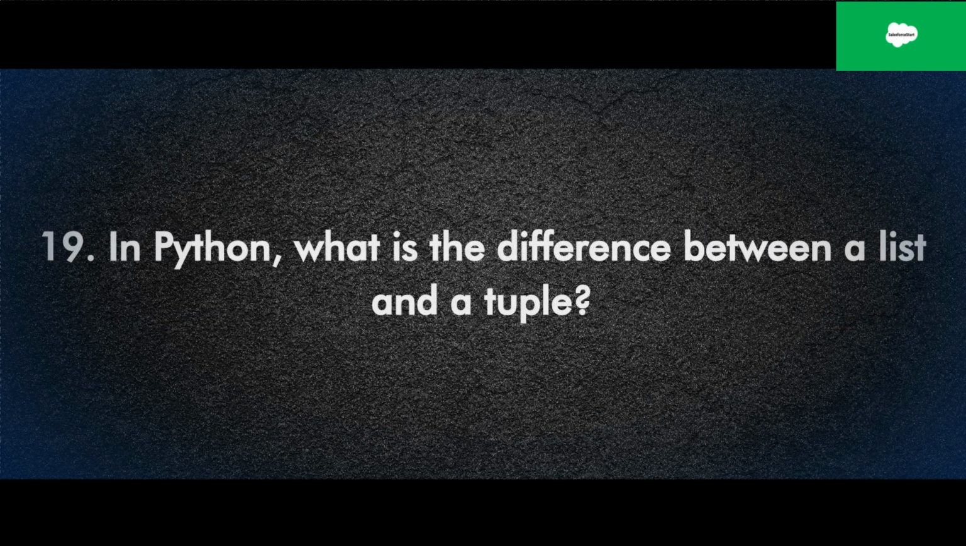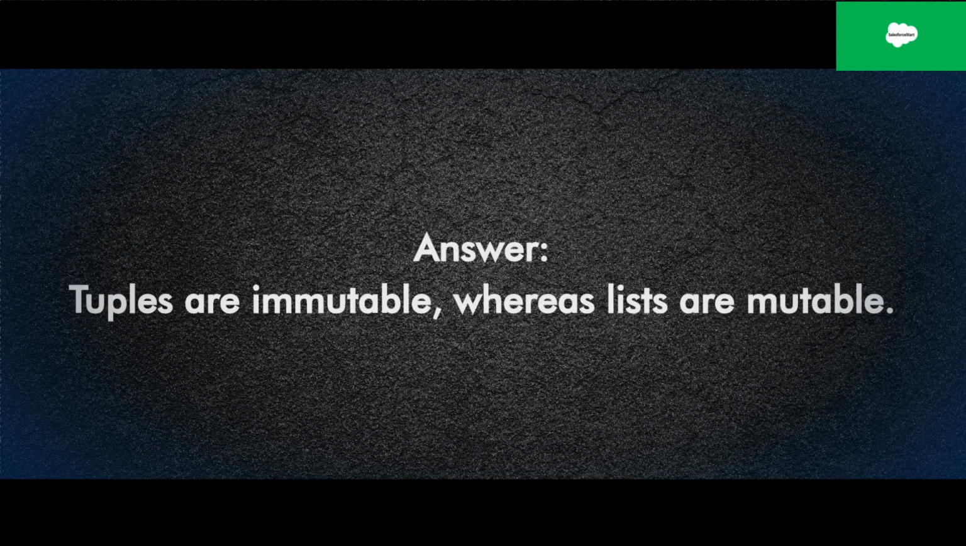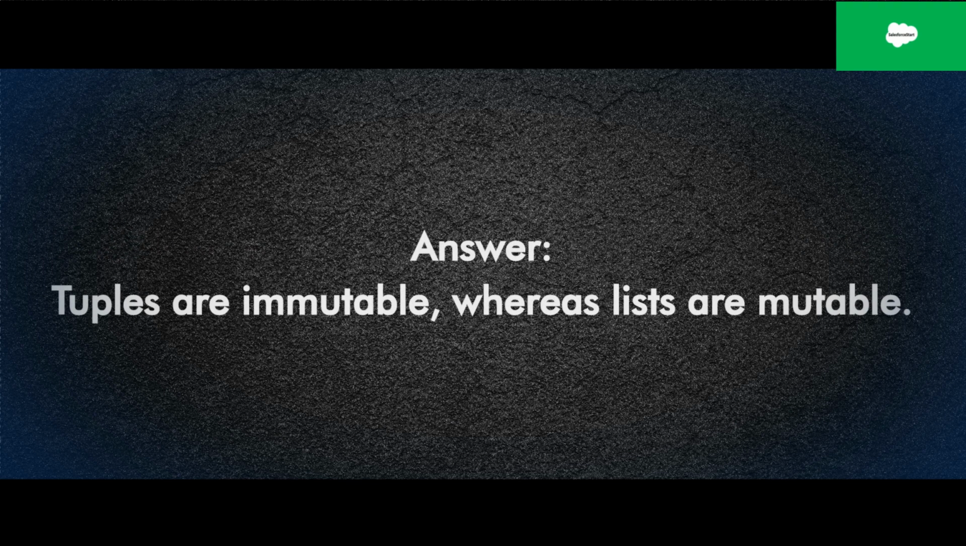19. In Python, what is the difference between a list and a tuple? Answer. Tuples are immutable, whereas lists are mutable.